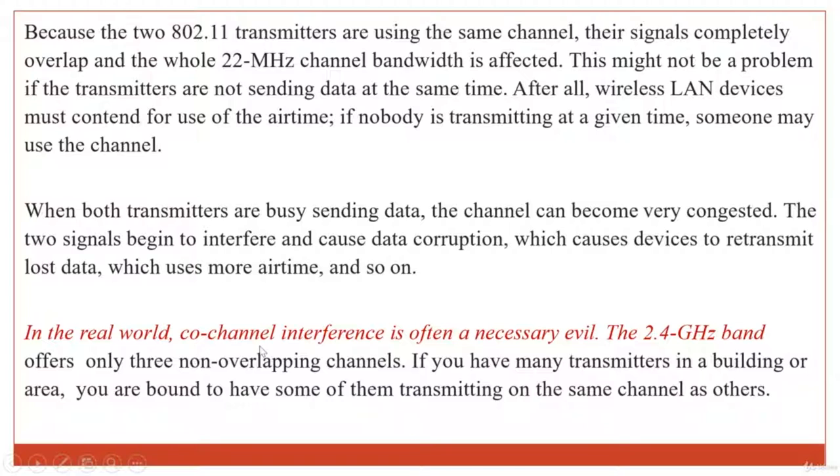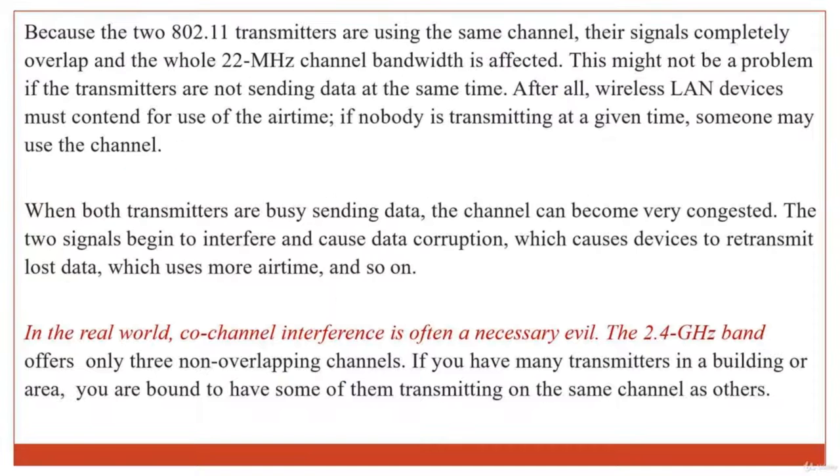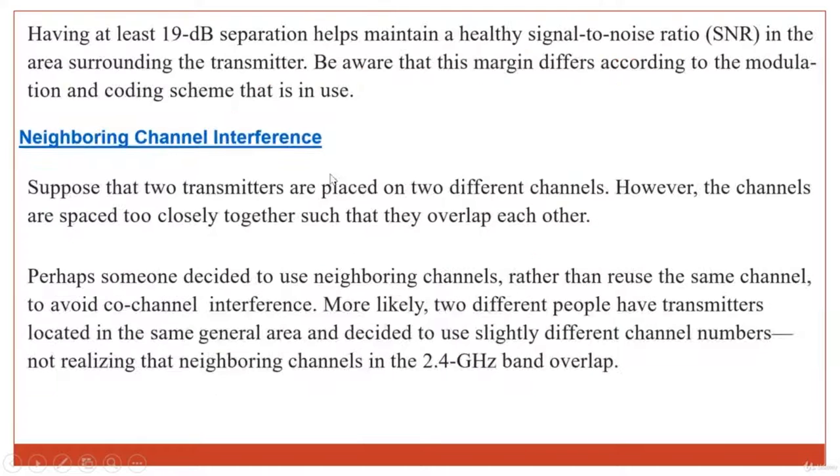Now in the real world, this co-channel interference is often a necessary evil. It means your signal will get degraded. So we should plan it. We should put the access points in a proper manner so that there is less interference or no interference. Two nearby transmitters should never be placed on the same channel because their strong signals would be more likely to interfere.